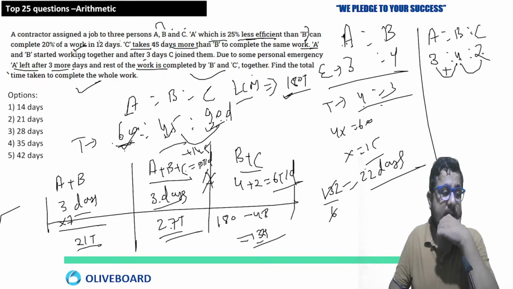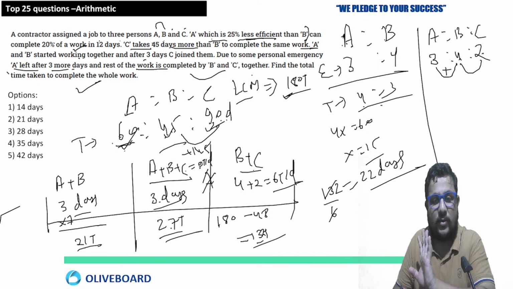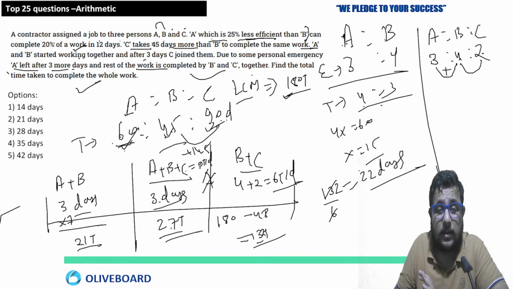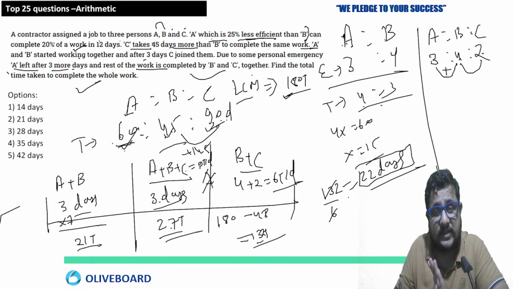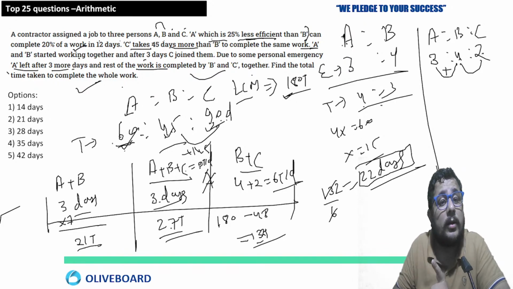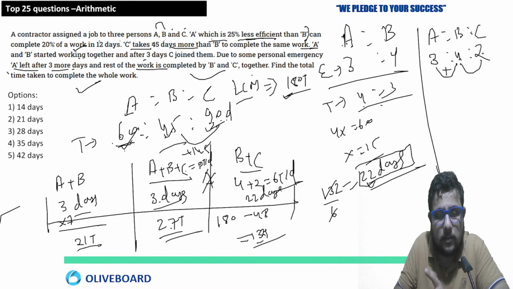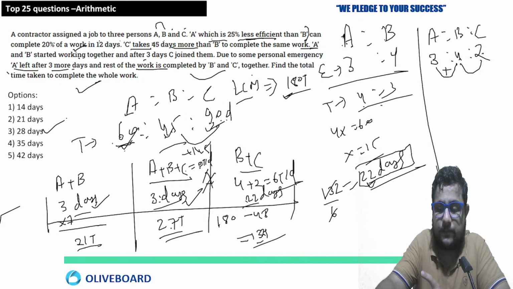Clear? Is that clear? Tell me. Hope you now understood how, right? The question was much easier, but lengthy. The question level is just easy, but it is lengthy, so your right approach and calculation does matter. Now see, they are asking not the remaining work, but the total work. So 22 days here plus 3 days plus 3 days. 3 plus 3, 6 plus 22, 28 days.